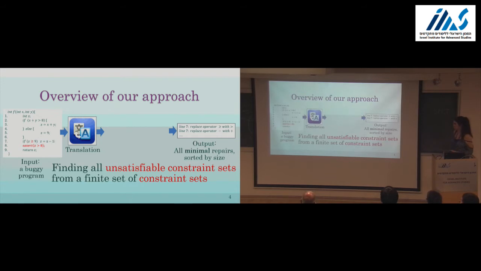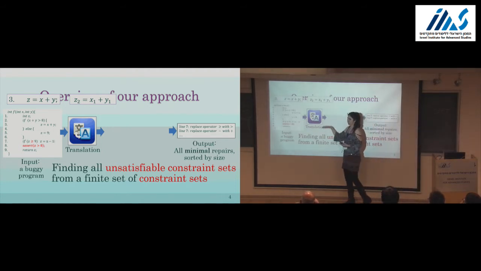In 3 steps. First, we have the translation step, which essentially translates the program line by line to a constraint. So if we had, for example, at line 3, this simple assignment, after translation we'll have a set of constraints for each line, and for this line we'll have something that looks something like that.